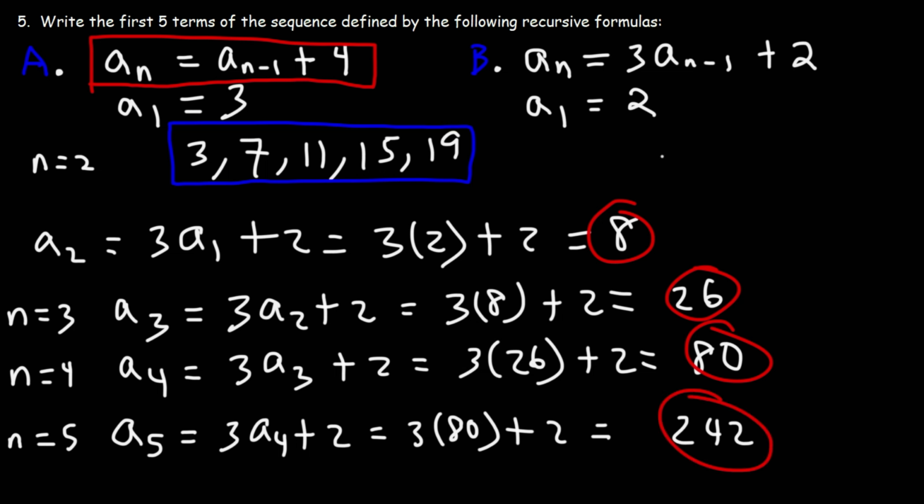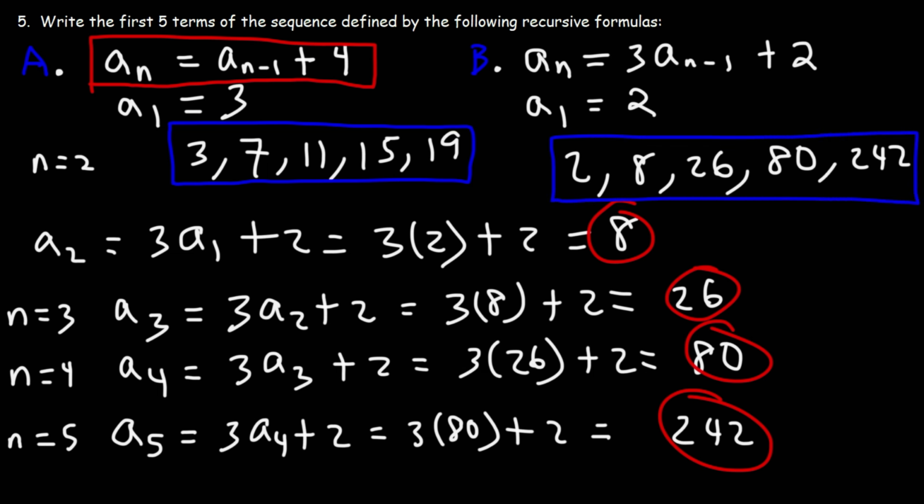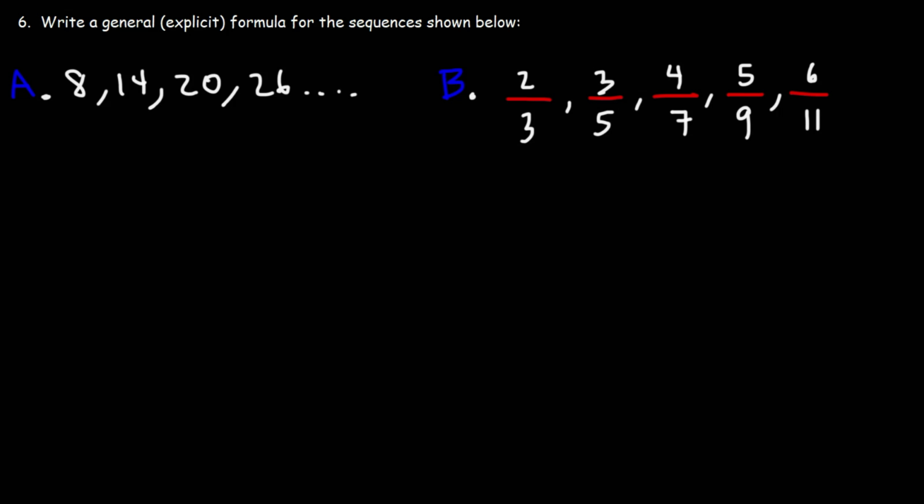So the first 5 terms are 2, 8, 26, 80, and 242. So this is neither an arithmetic sequence nor is it a geometric sequence.